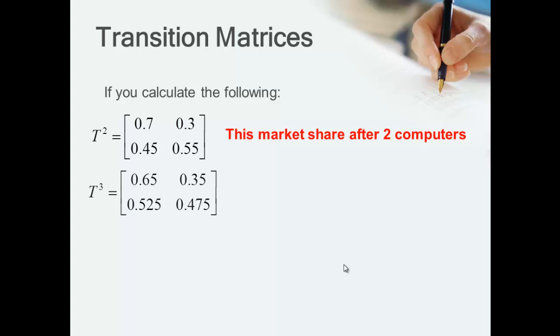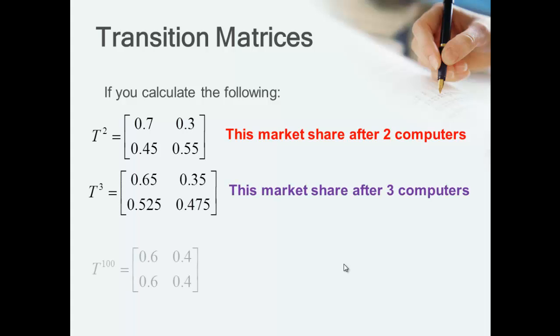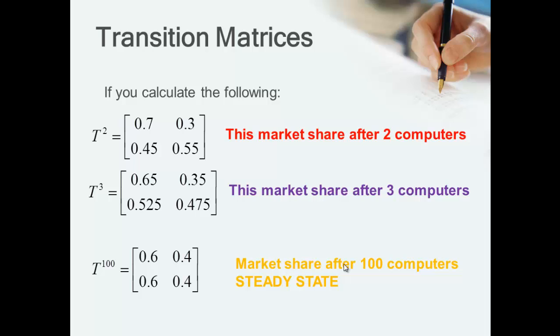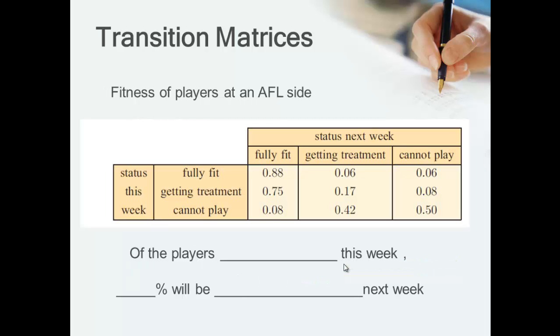This would be the market share after buying 3 computers, market share after buying 100 computers. And that's pretty well the steady state. So it says that ACE computers would have 60% of the market and the competitors would have 40% of the market. Now, if you're not happy with that, then you would need to do some advertising or business modelling, and you could actually change maybe that percentage.